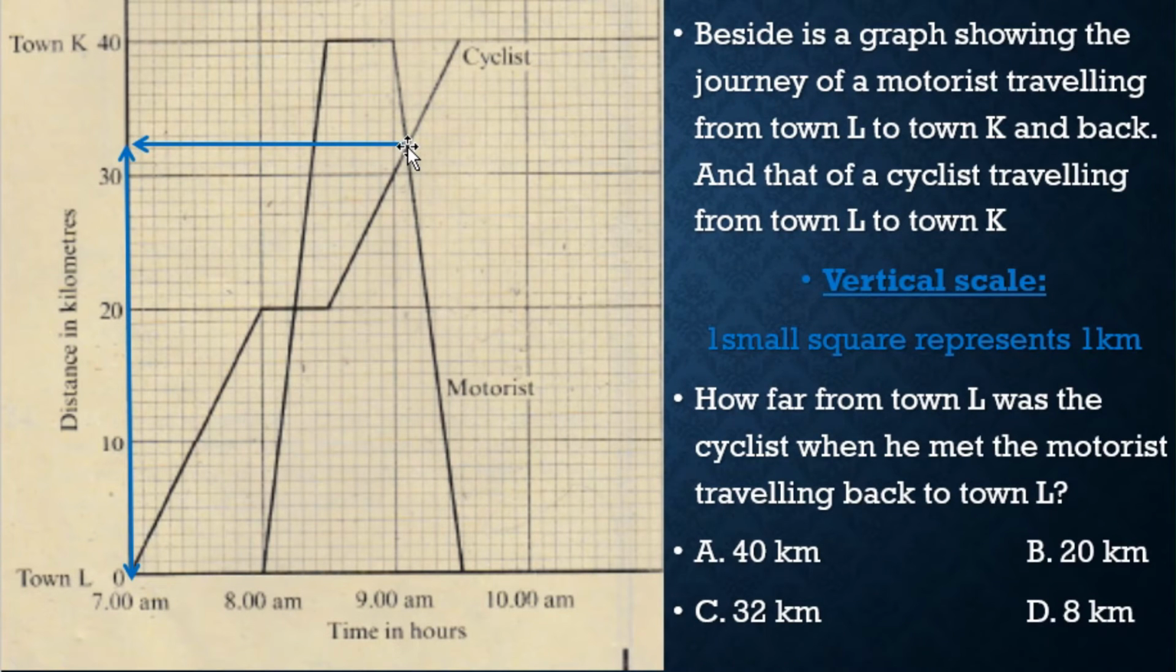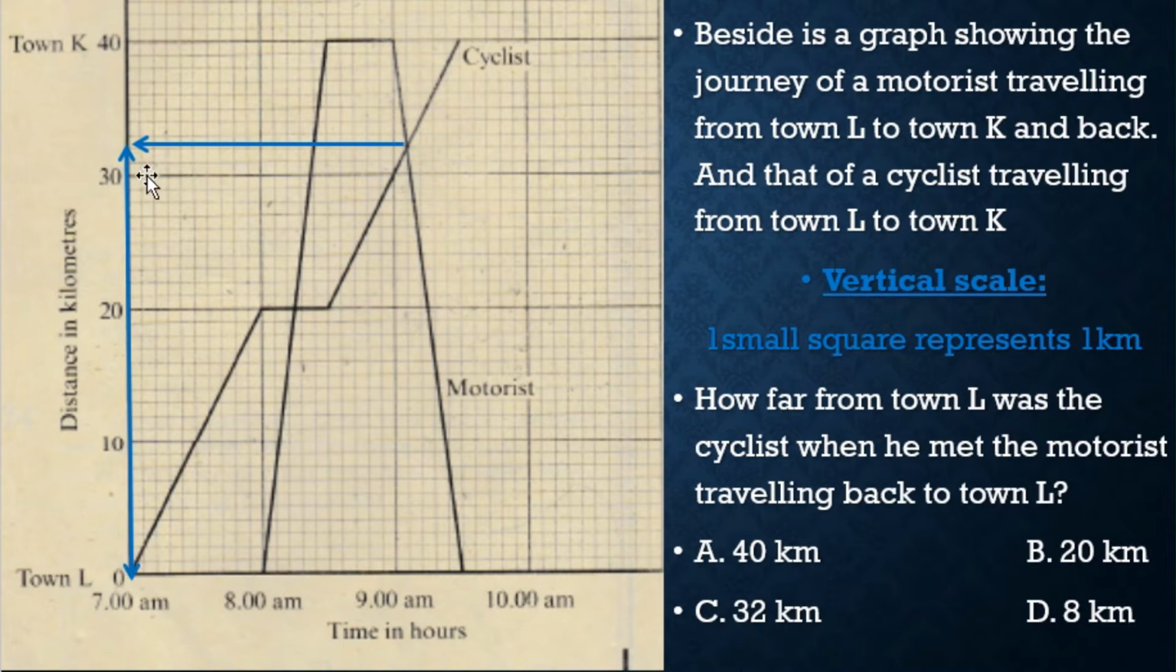So we want to know now, at this particular point when he has met the cyclist, how far is the cyclist from point L? So we draw a horizontal line which takes us up to here, and then we know the scale, as I've analyzed here, one small square represents 1 kilometer. Every small square is 1 kilometer, because we are just counting 1, 2, 3, 4, 5, 6, 7, 8, 9, 10. Each small square is 1 kilometer. So from 30, we continue 30, 31, 32. So it is 32 kilometers away from L.